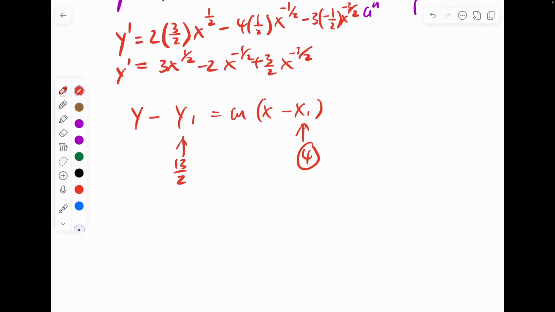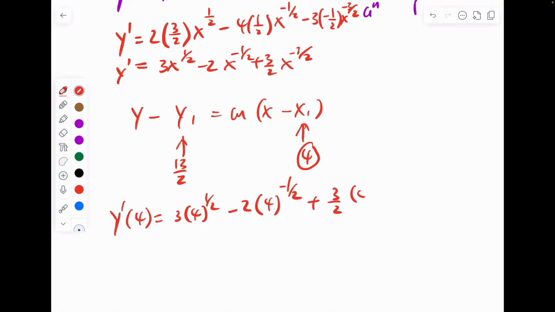Now the hard part is finding the slope. So I'm going to say y prime, and I plug in 4. That means wherever there is an x, not multiplication, I'm going to replace the x with the 4. So it'll be 3 times 4 to the 1/2 minus 2 times 4 to the negative 1/2 plus 3 over 2 times 4 to the negative 3 over 2.